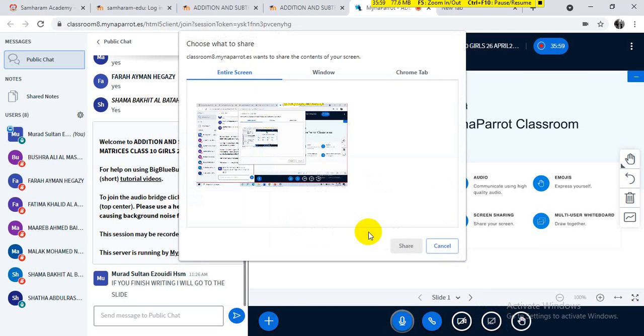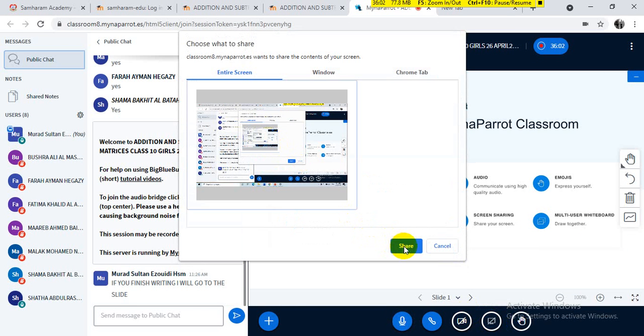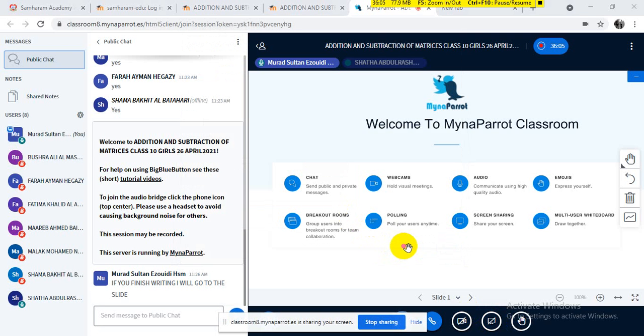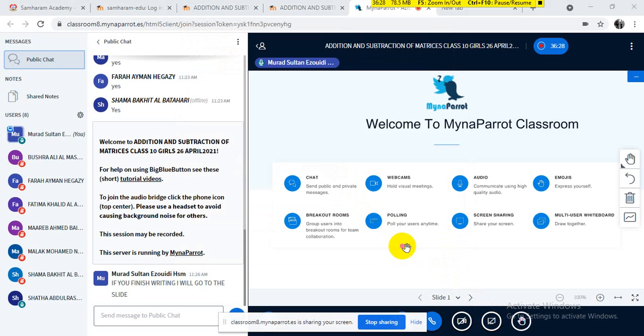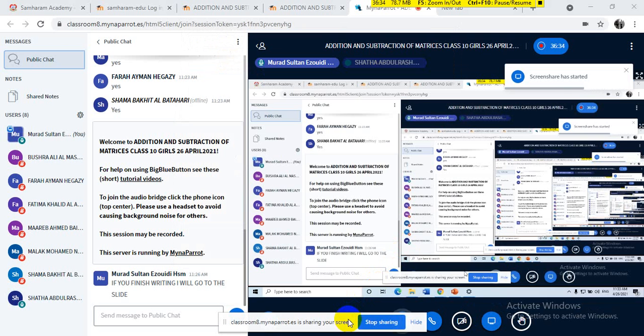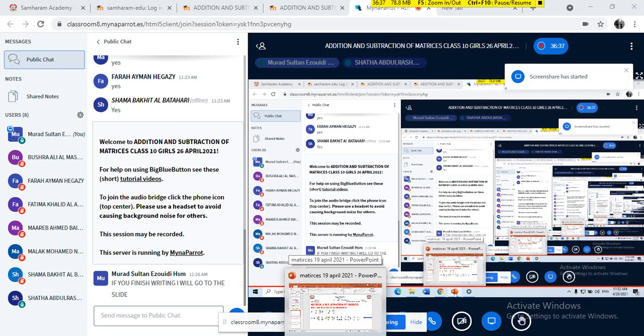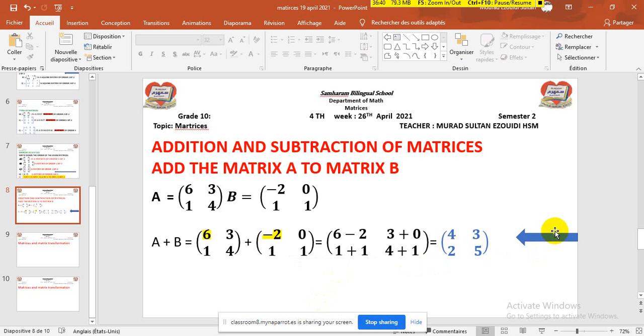Bismillah. I'm waiting for the sharing. It took some seconds maybe. I clicked on share the screen, but it doesn't come. I will do it again. Okay, you see now? Do you see the screen?